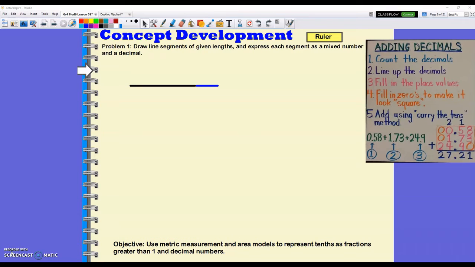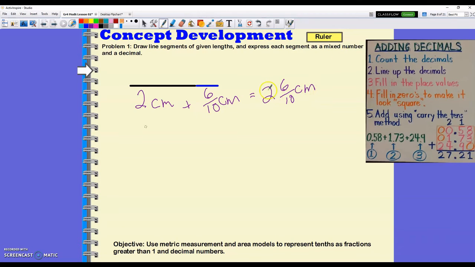So, concept development, problem 1: draw line segments of given lengths and express each segment as a mixed number. So here we have 2 line segments. First we're going to call this first line segment 2 centimeters. And the second one we're going to call 6 over 10 centimeters. And we're going to add these up. And this is going to give me 2 6/10 of a centimeter.